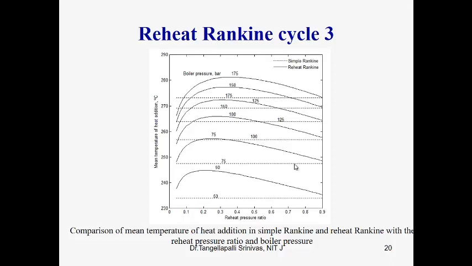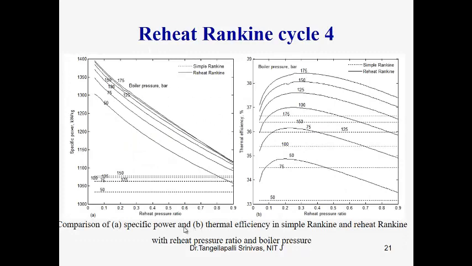So there is no guarantee of increase in thermal efficiency from the reheat Rankine cycle. It may increase or it may decrease. That depends upon the mean temperature of heat addition. So now we can see the reheat pressure ratio on output and thermal efficiency. The output is increased here in the reheat Rankine cycle compared to the simple Rankine cycle, and some improvement of efficiency compared to the simple Rankine cycle we can expect.